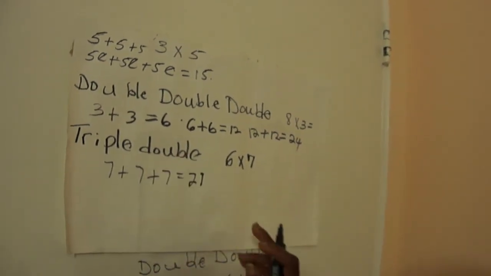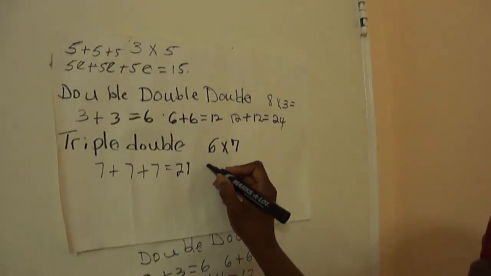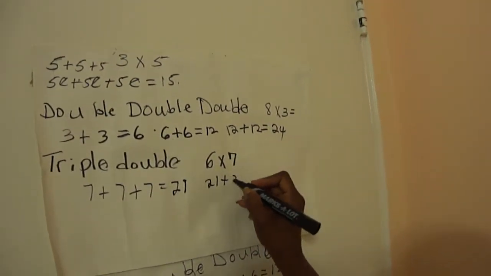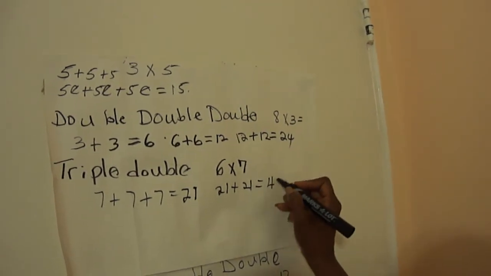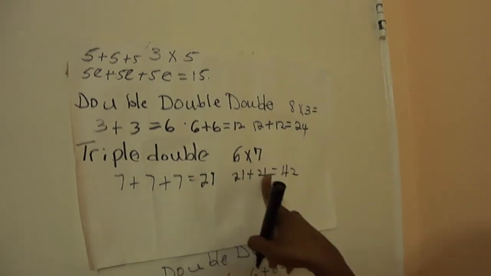And then we are going to double the number. Right? So we said 21 plus 21 equal 42. So we got our answer. We got a triple and then we have a double.